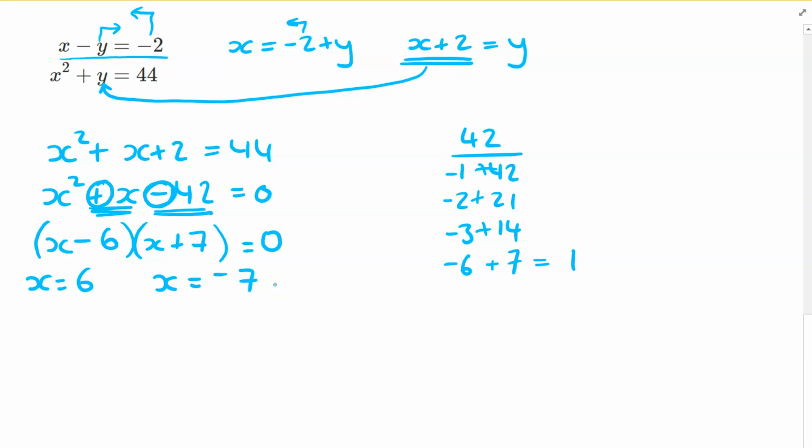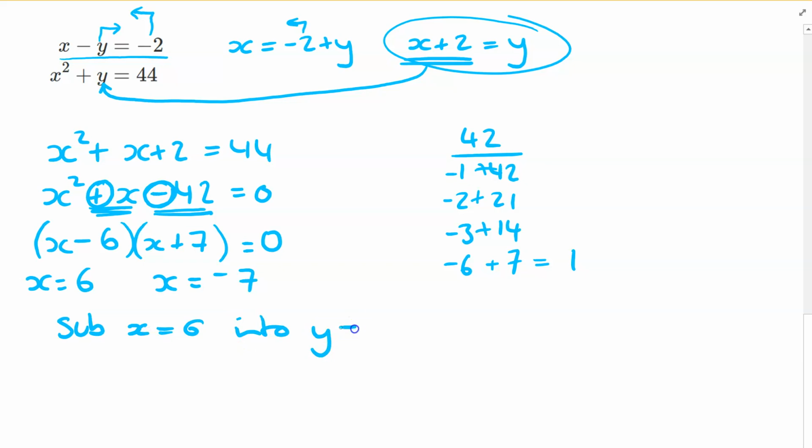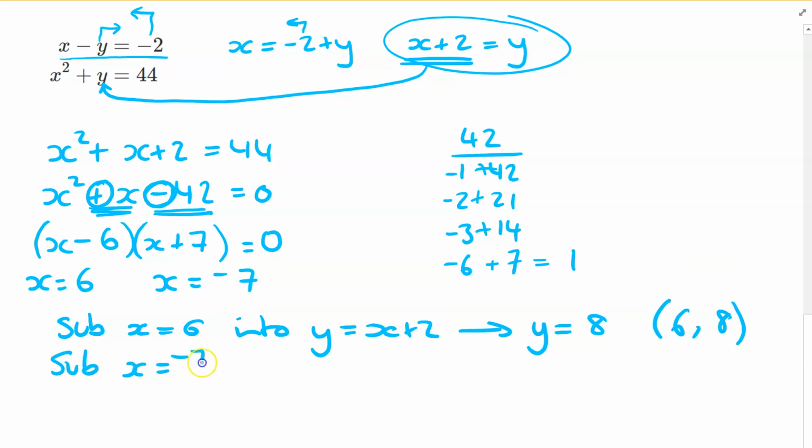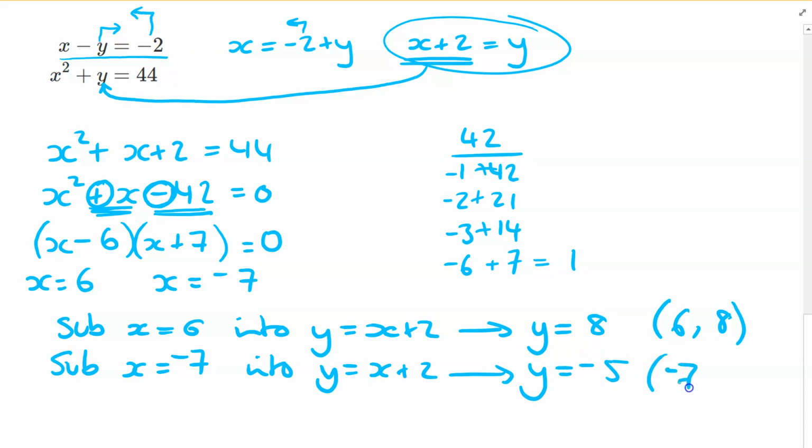I'm going to sub into my linear equation in the nice easy form. So I'm going to sub x equals 6 into y equals x plus 2, which will tell me that y is equal to 8. So we have 6, 8. Then sub x is negative 7 into y equals x plus 2, which will tell me that y is negative 5. So I have negative 7, negative 5.